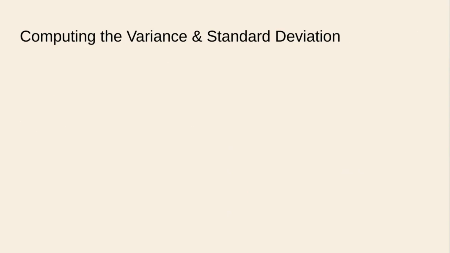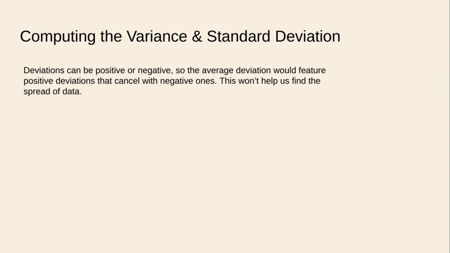Moving on. Computing the variance and standard deviation. Deviations can be either positive or negative, as we said. So if we just found the average deviation, values above the mean in our data set would cancel out values below the mean if we were to add them up and divide by the number of values. That would not help us find the spread of the data. That'd be kind of silly. So statisticians found a little trick, and it's not maybe what you would expect.